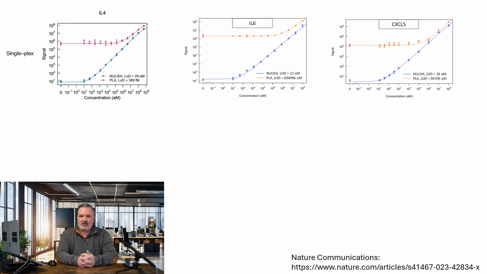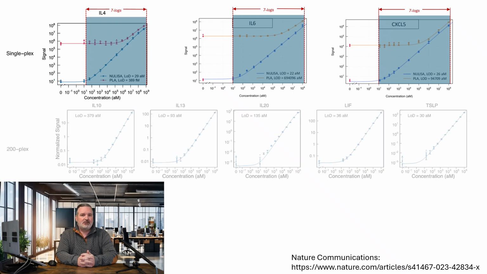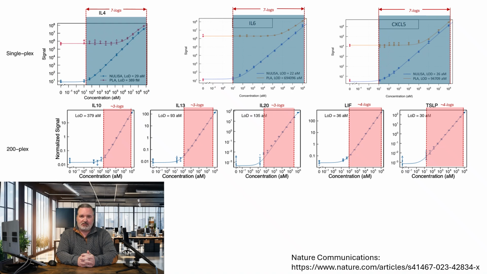When you examine the experimental results, the singleplex assays using qPCR readout demonstrate up to approximately 7 logs of dynamic range for select optimized targets. However, in the 200-plex format, most individual analytes exhibit approximately 3 logs of usable dynamic range. This reduction is not incidental. It is a direct consequence of using NGS as a shared readout, where sequencing depth must be conserved.